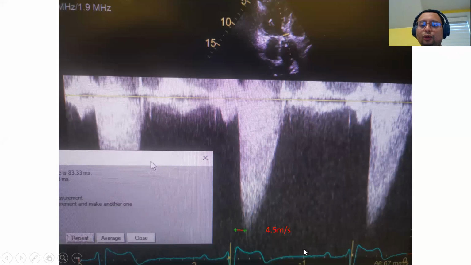Just wanted to tell you, don't be fooled by the velocity. You still need to look at the contour of the Doppler. So this Doppler looks triangular, and the acceleration time is also fast. So looking at this, I also suspected that the aortic valve is working normally.